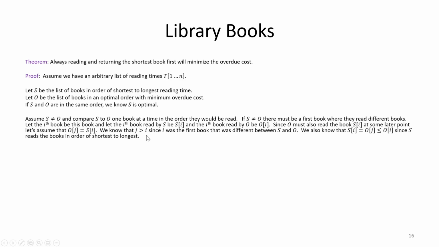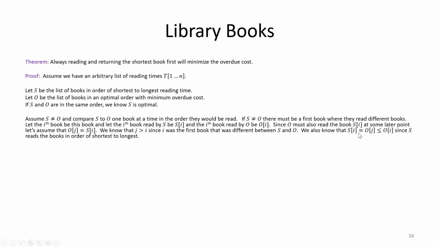Remember, these same things are going to come up again. Okay. And why is that? Since I was the first book that was different between S and O. Remember, they agreed on all the books until we got to this one, so we know SI must appear later. What else do we also know? Because of the way S puts the books in order, which is from shortest to longest in reading time, we know that SI must have a less than or equal reading time to OI, the book that O chooses to read. Okay, because remember, we read them from shortest to longest.